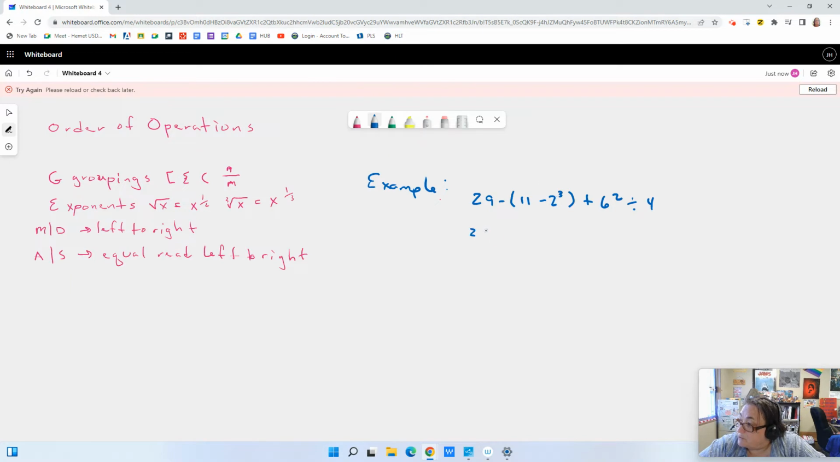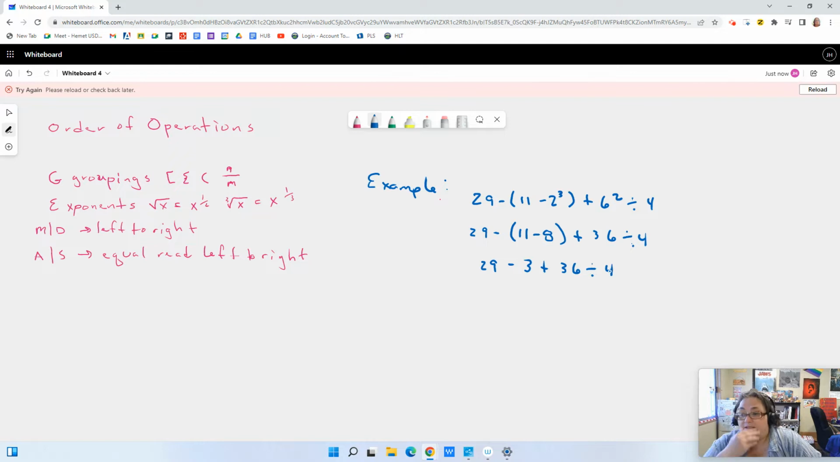So I've got 29 minus, 11 minus 2 cubed is 2 times 2 times 2, which is 8. So minus 8. Plus, we can go ahead and do this exponent right now because it's going to come before the division, and we're going to say 36 divided by 4. And then we have to deal with what's in this parentheses, right? 11 minus 8 is 3, so we'd have 29 minus 3 plus 36 divided by 4.